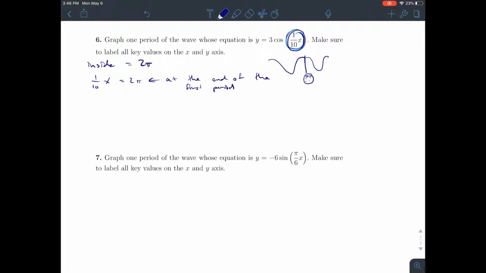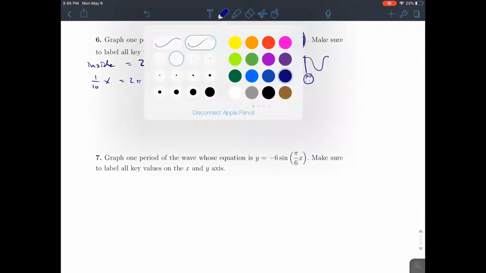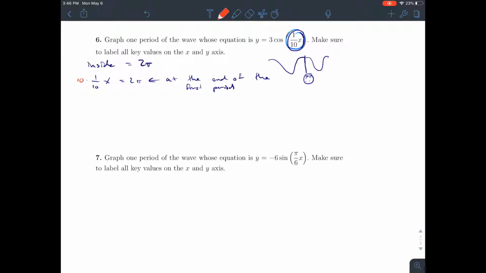And now all we have to do is solve for this x value. So we multiply by 10 on both sides. That gives us x equals 20 pi. So it looks like rather than having x be 2 pi, in order to make the inside be 2 pi, one full circle, or one full cycle, we need to plug in 20 pi for x.